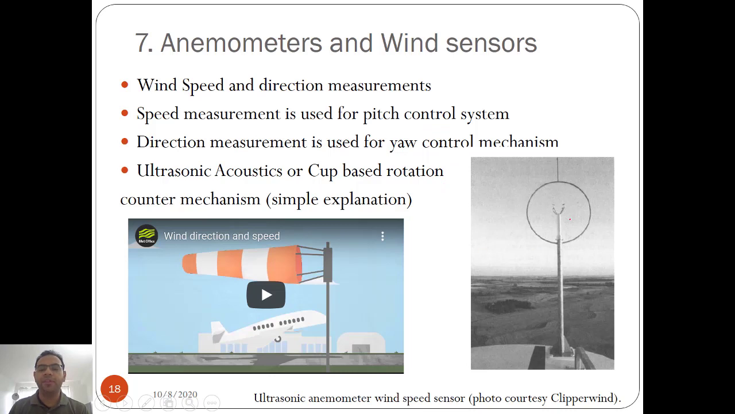How does this work? This is a cup type structure. When wind blows, it rotates, and we can count the number of rotations on a counter. As a result, we can measure the average speed, and then there can also be a wind vane which gives you the direction of the wind. Here is a very simple, self-explanatory video for understanding how anemometers and wind sensors work. But the most important thing is that you should know that these two inputs are used for the control system on your wind turbines.